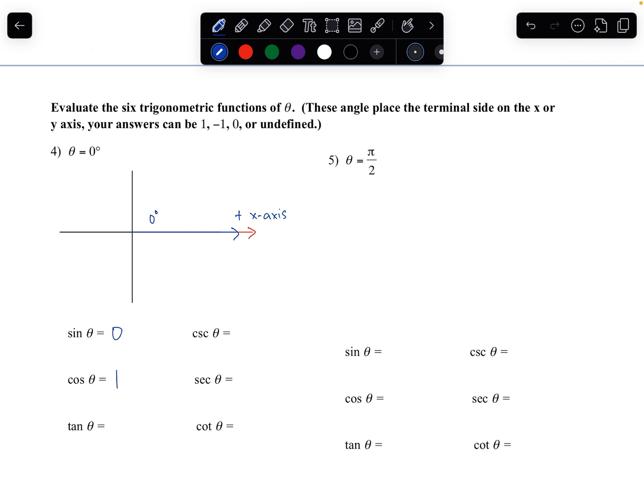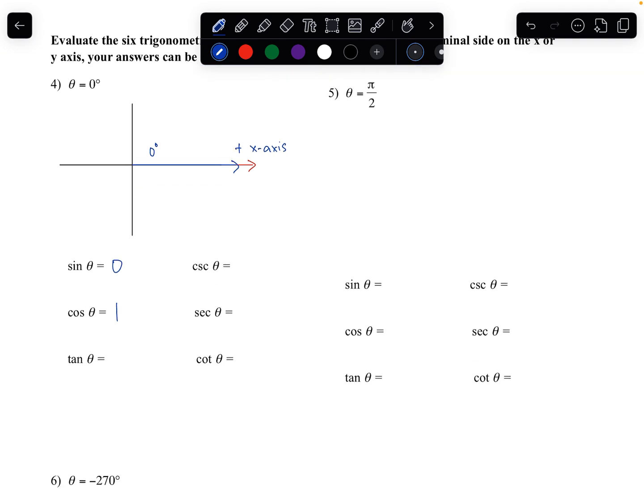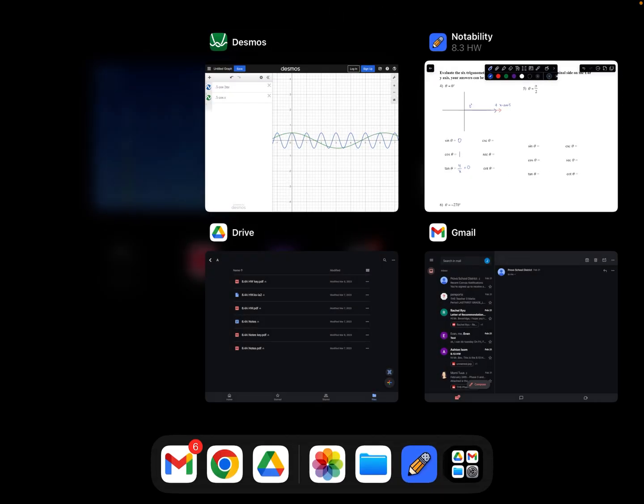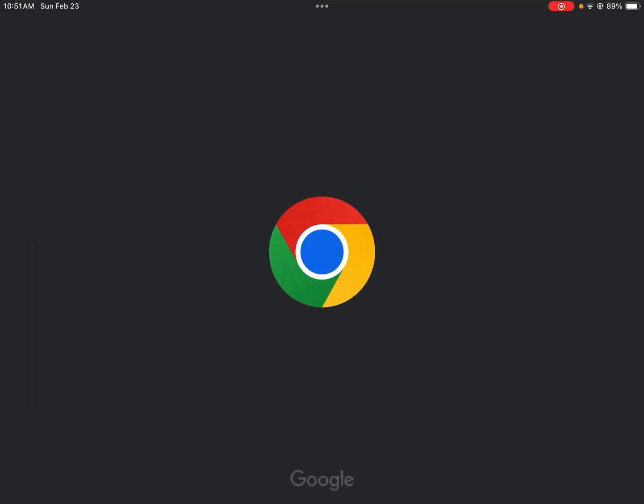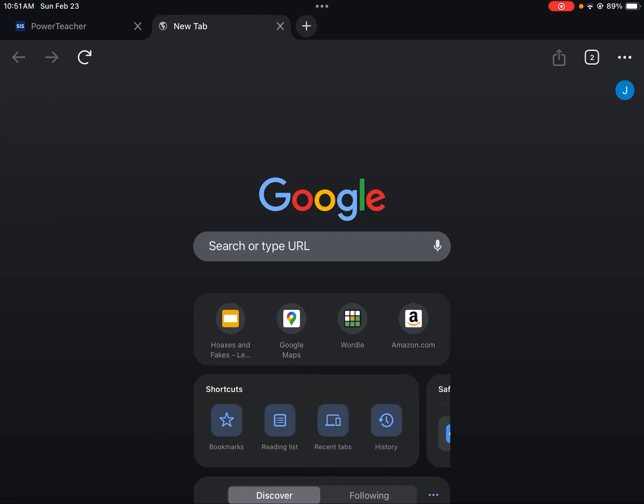And tangent, remember that tangent is opposite, which would be y, over adjacent, which would be x. And since x is 1, in this case, or cosine, because remember that we say cosine is like on the x-axis, our x value is 1 and our y value is 0, so tangent is going to be 0. In fact, let me see if I can find it. Oh, that was it right there.